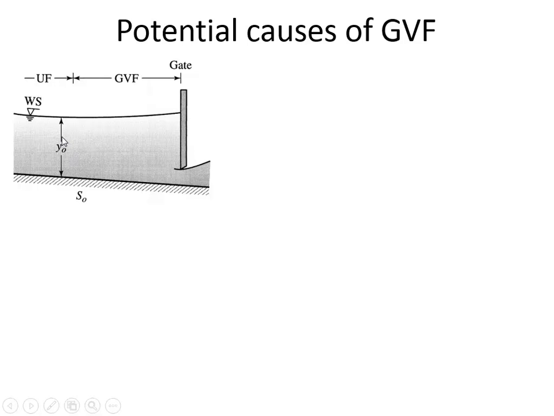I sometimes write y sub n for normal depth, and I'm not sure what variable the FE manual is using now, but normal depth is associated with uniform flow, and you can calculate normal depth with what equation? Manning's equation, Peyton-Manning's equation, right?